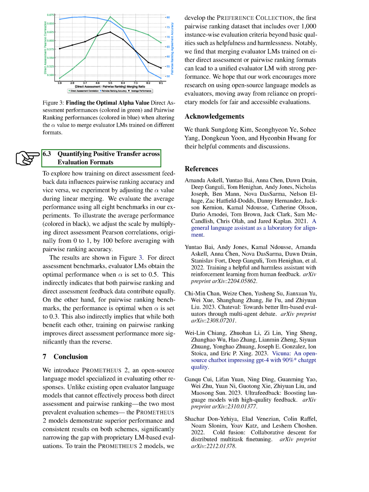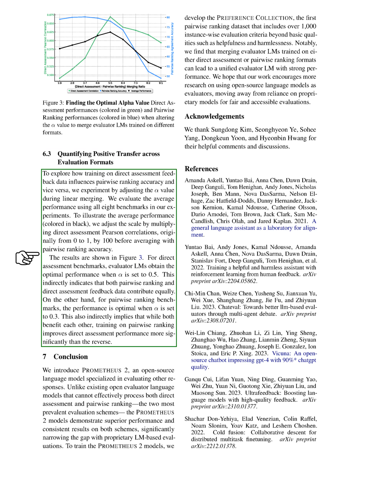Section: Quantifying positive transfer across evaluation formats. In this section, we investigate how training on direct assessment feedback data impacts pairwise ranking accuracy and vice versa. We conduct experiments by adjusting the alpha value in linear merging and assess the overall performance using all 8 benchmarks. To visualize the average performance, we scale the direct assessment Pearson correlations, ranging from 0 to 1, by multiplying them by 100 before averaging with pairwise ranking accuracy. The results are depicted in a figure.